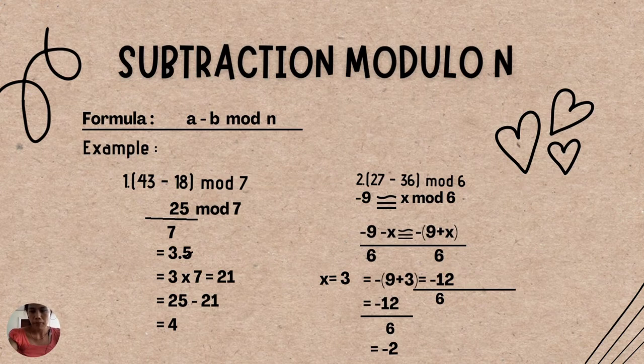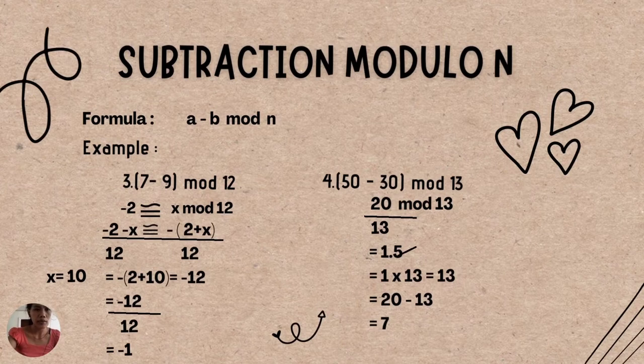Examples of which are 5, 4, 3, 2, 1. We just need to get the digit that makes the sum divisible by 6. So for example, 3. So 3 is the value of x. Negative 9 plus 3 equals negative 12, over 6, and negative 12 over 6 equals negative 2.